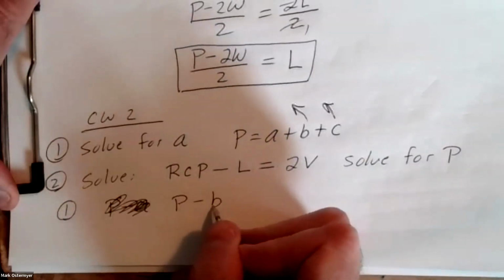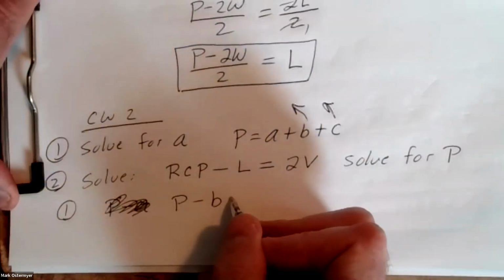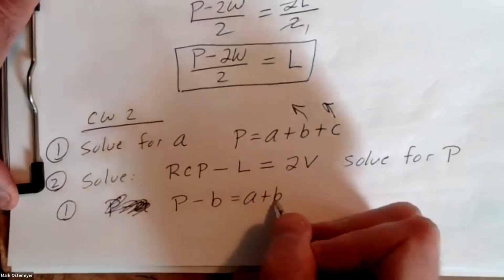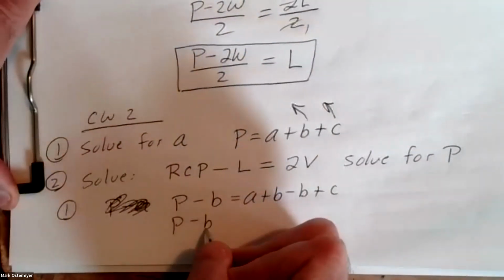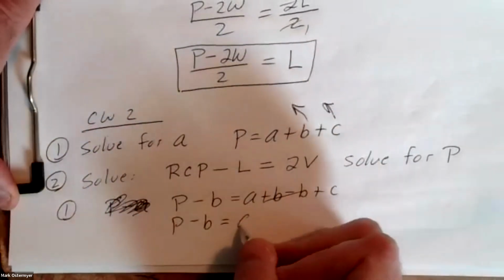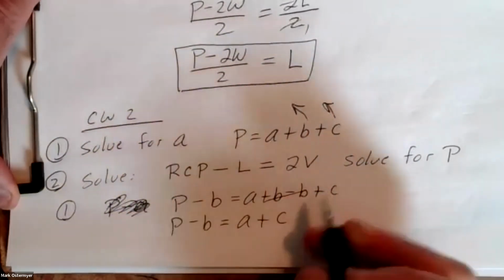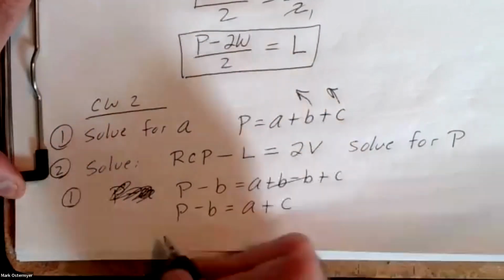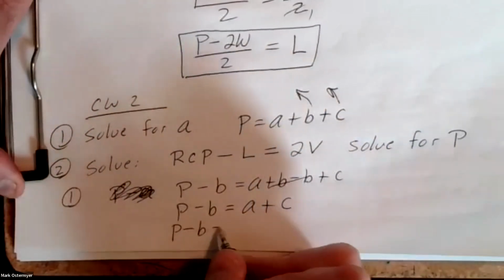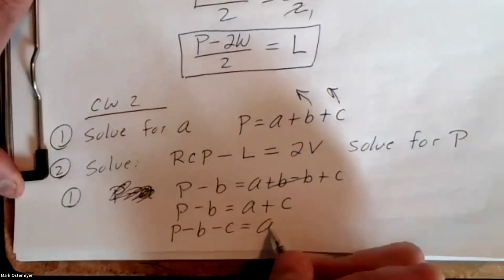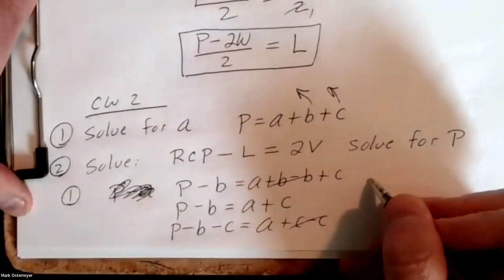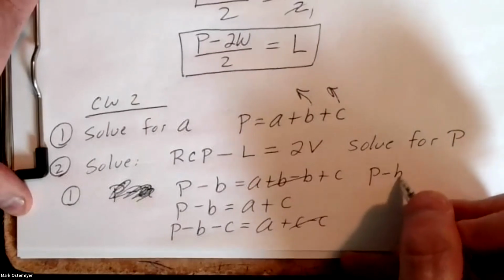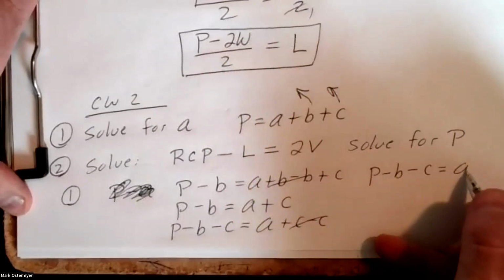We're going to have to subtract B from both sides of our equation first. It doesn't matter what order you subtract these from both sides first. B's drop out, leaving you with A plus C. Now to get A by itself, we just subtract C from both sides. C's drop out on the right, and therefore you have P minus B minus C is equal to A.